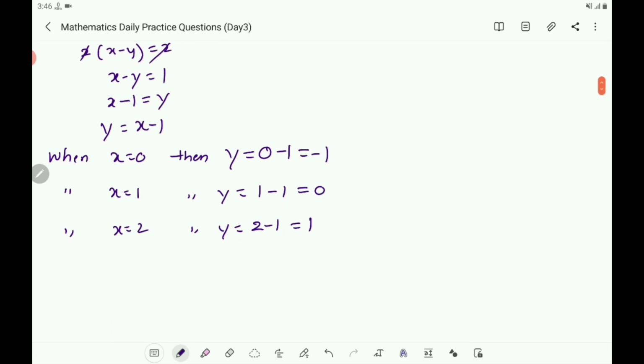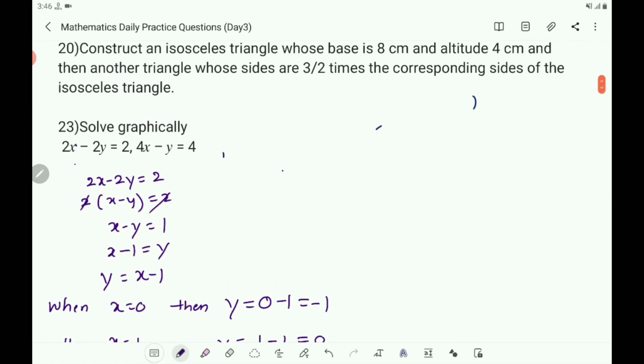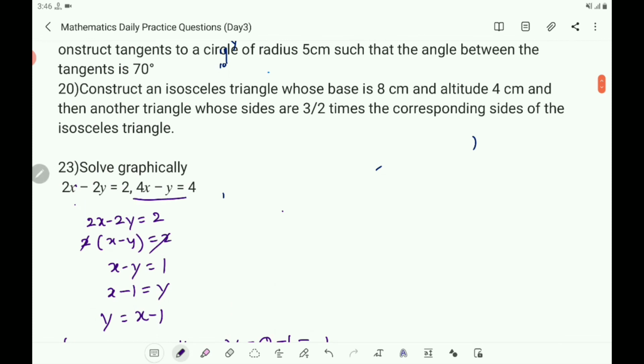So here you got values of x and y. Here the values of x we have taken are 0, 1, 2. Then the values of y are minus 1, 0, 1. So make the column here. You got the 3 sets of coordinates for the first linear equation. Next you take the second linear equation. What is that second linear equation? 4x minus y equals 4.